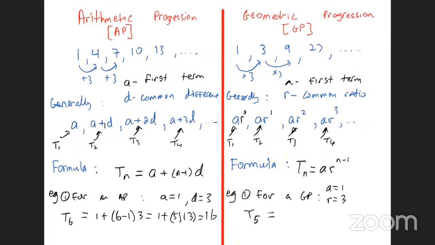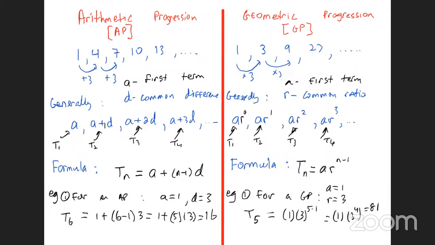All right, so what did you all get? A by R, remember it's only the R to the power earlier. So it's 3 to the 5 minus 1. Actually, sorry, I wanted to show you it properly. So it's 1 multiplied by 3 to the 4. 3 to the 4 is 81. 81 by 1 is 81. All right? So that is your AP and GP.